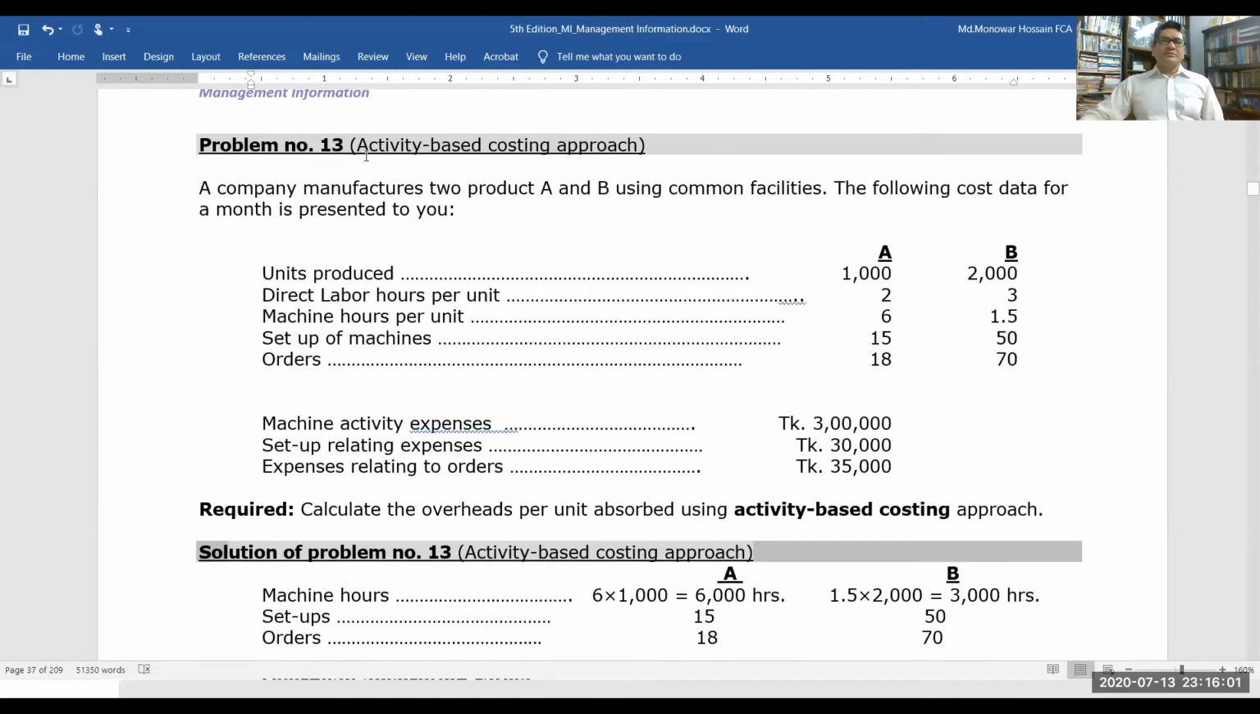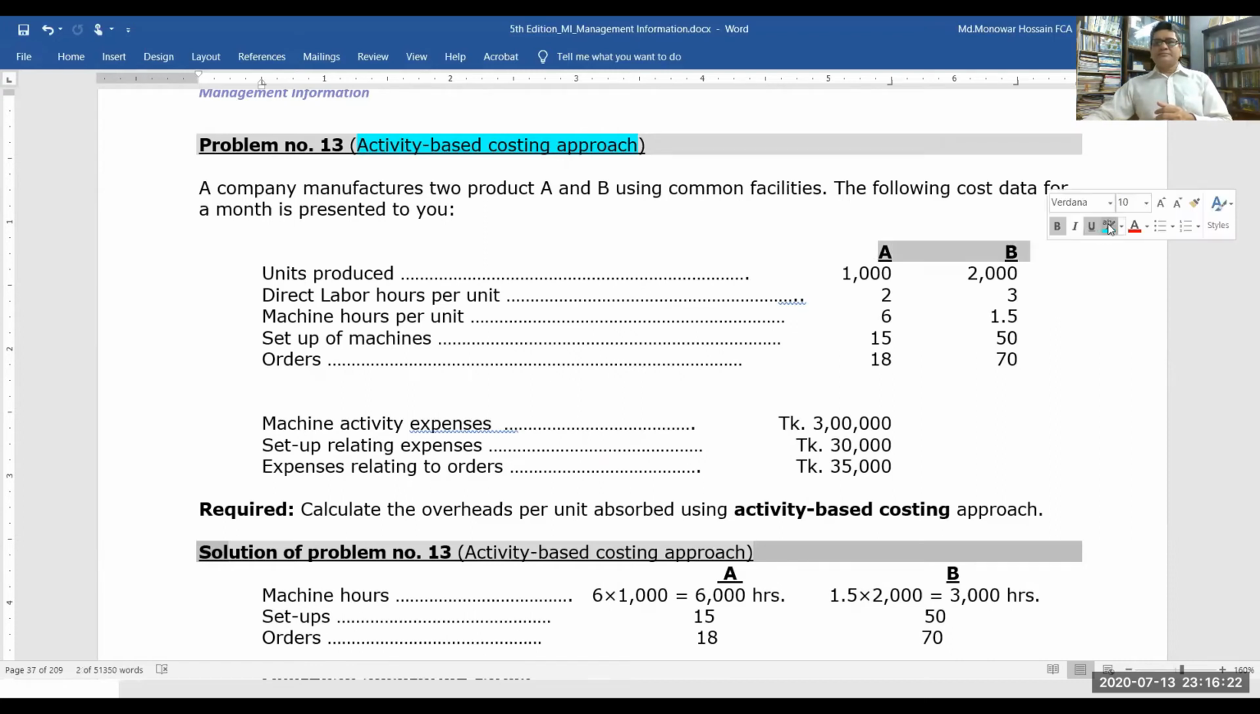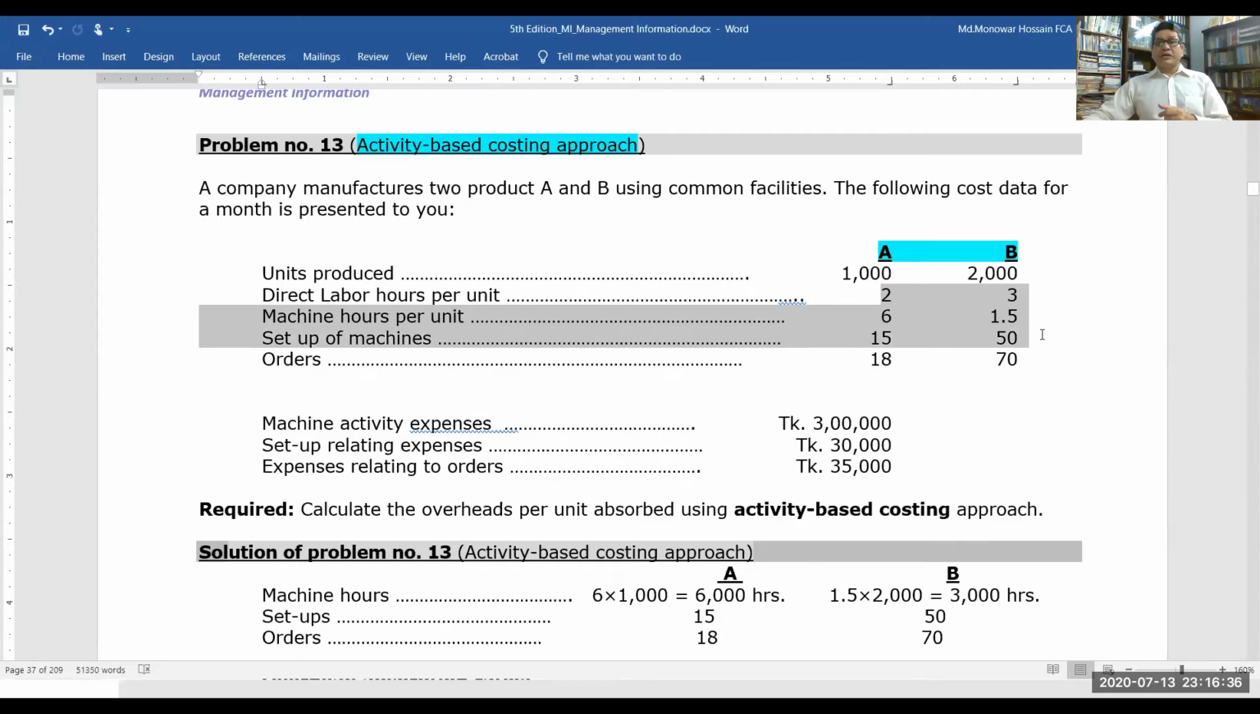Now another one, an activity-based costing approach. A company manufactures two products A and B using common facilities. Units produced for A and B are 1,000 and 2,000. Direct labor hours per unit are 2 and 3 hours. Machine hours per unit are 6 and 1.5. Setup machines 15 and 50. Orders 18 and 70.